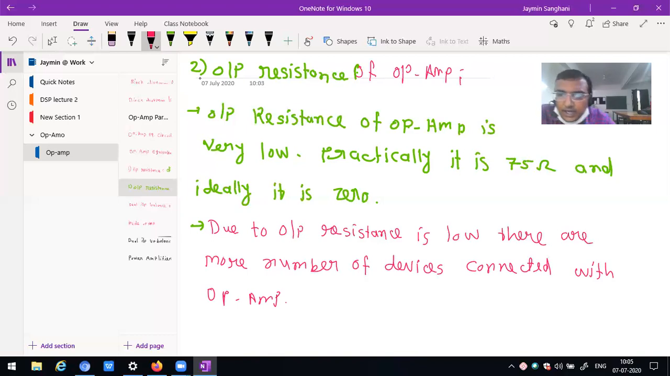In the next lecture I will discuss another parameter. In total we have discussed three parameters here: op-amp equivalent circuit, input resistance and output resistance. In the next lecture we will discuss the other most important parameters of operational amplifier. So this is considered part 1 of op-amp parameters.